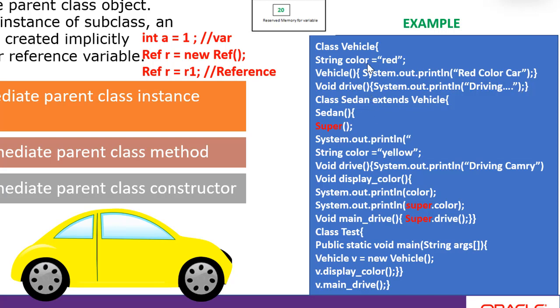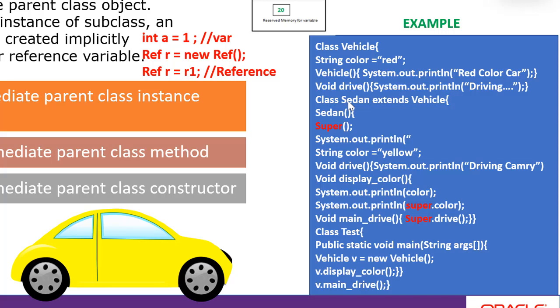So in this code, you can see we are showing all three possible ways of using the super keyword: to refer to the parent class instance variable, by invoking the immediate parent class method, that is drive, and to invoke the immediate parent class constructor, that is the Vehicle constructor. Now this is our superclass.